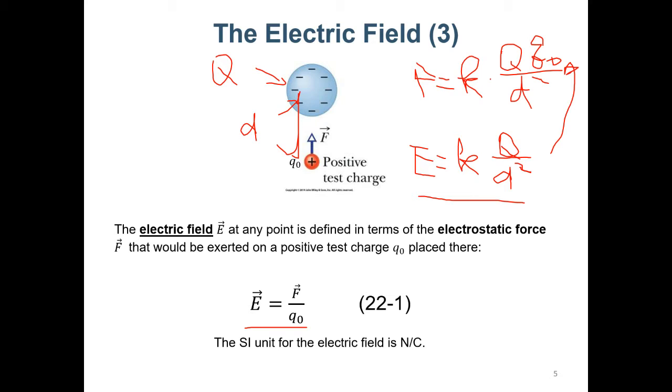And the SI unit for E should be newtons per coulomb. Or in chapter 24, you know that it can also be volts per meter. Both are okay. It depends. You can choose either of them during the quiz or exam, but you need to write it correctly.